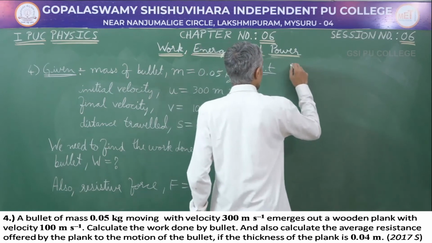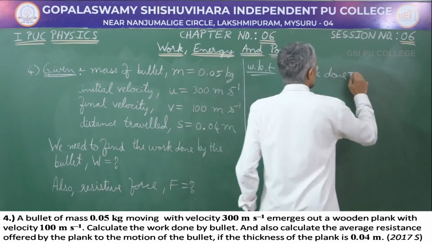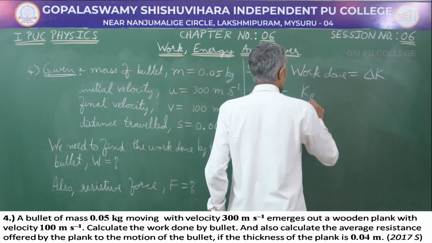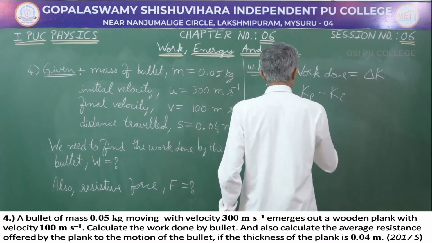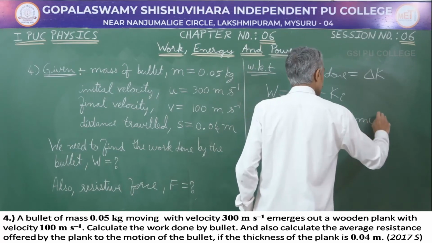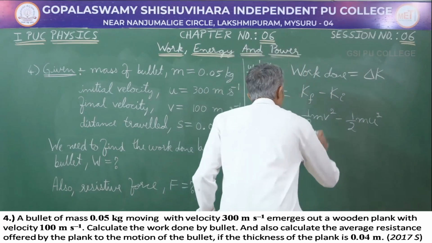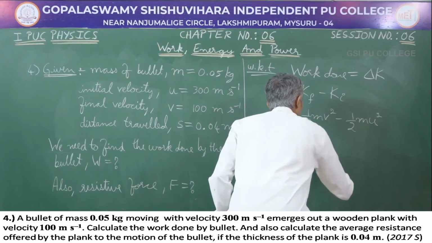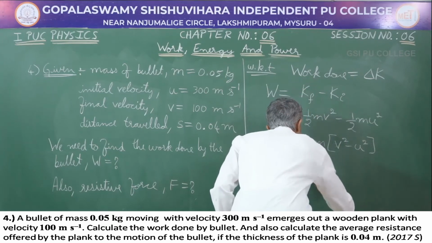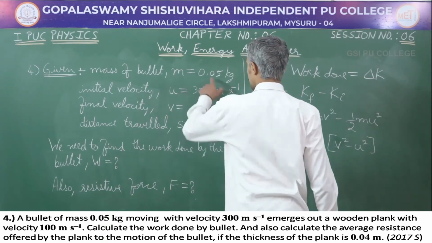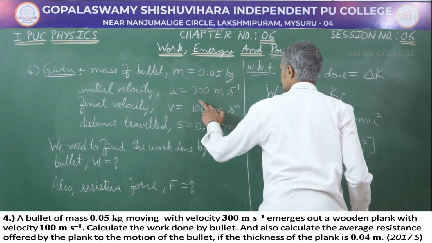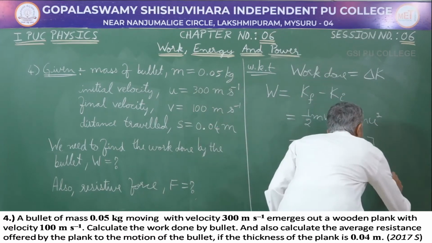From the work energy theorem, we know that work done is equal to change in kinetic energy. So this is going to be equal to final kinetic energy minus initial kinetic energy, half m v square minus half m u square. We can take the common half m, and this is going to be v square minus u square. Half into mass of the bullet. What is the mass of the bullet? 0.05 kg into final velocity squared minus initial velocity squared, which is 100 square minus 300 square.